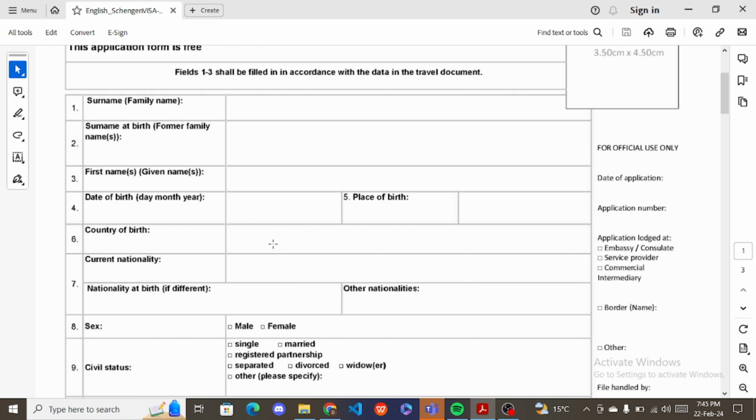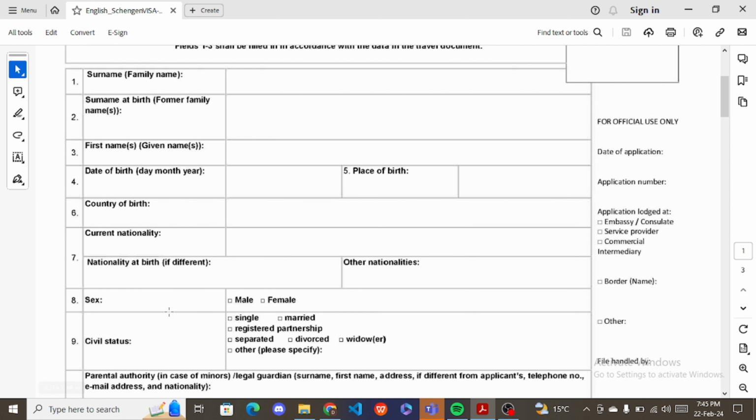So number six, your country of birth. Then you fill in your current nationality. For number seven, your current nationality. If you have a different nationality at birth, you write that down. Other nationalities, if you have other nationalities, also write that down. Your sex, you just have to tick if you're male or female.